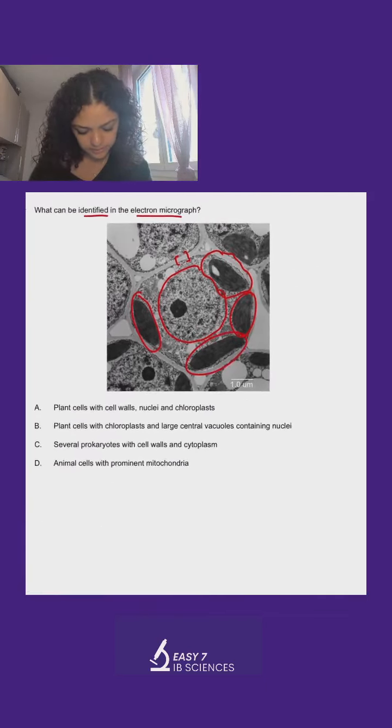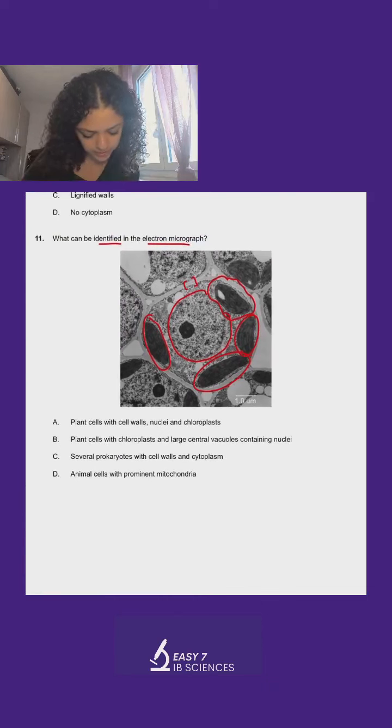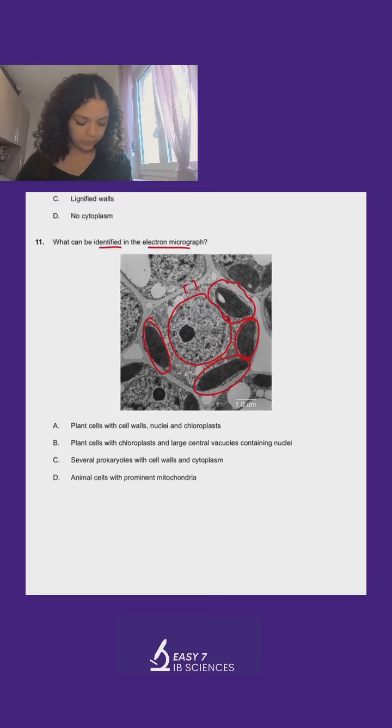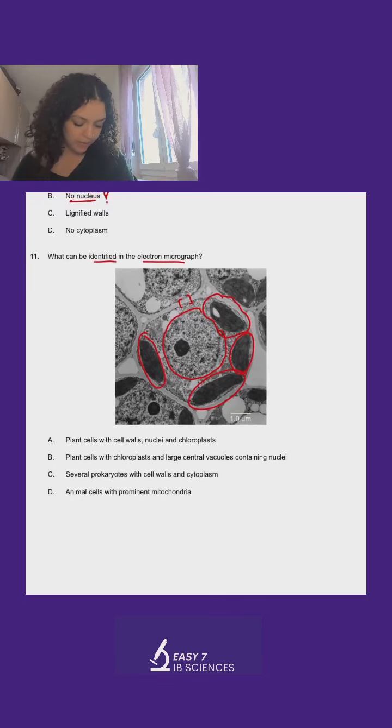It says plant cells with cell walls, nuclei, and chloroplasts. Plant cells with chloroplasts and a large central vacuole containing nuclei. Several prokaryotes with cell walls and cytoplasm. Animal cells with prominent mitochondria. What are we thinking?